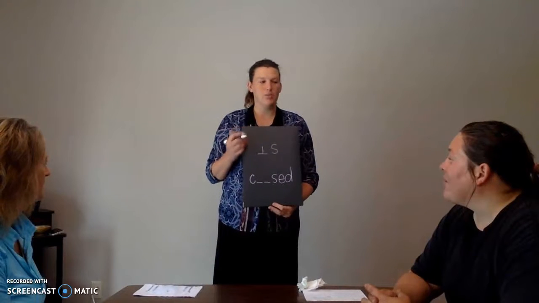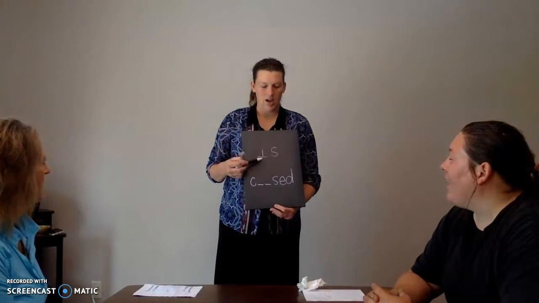So spell and read the word is. I-S, is. Good job. All right, so now we're going to write and spell the word on our paper. So it's is. I-S, is. That's proof incorrect.